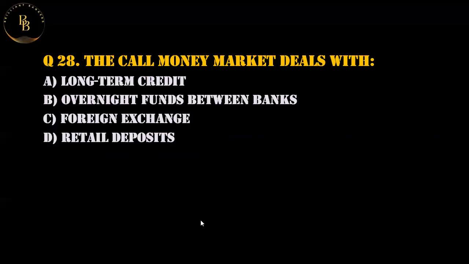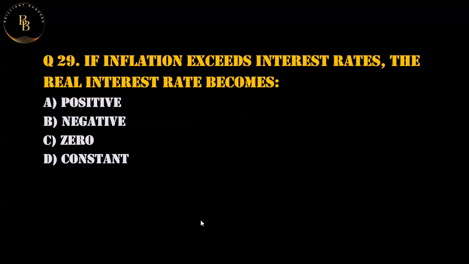The call money market deals with what? Long-term credit, overnight funds between banks, foreign exchange, or the retail deposits? And the answer will be B. It is overnight funds between the banks, which is used for very short-term liquidity balancing. And the rate is called the call money rate.